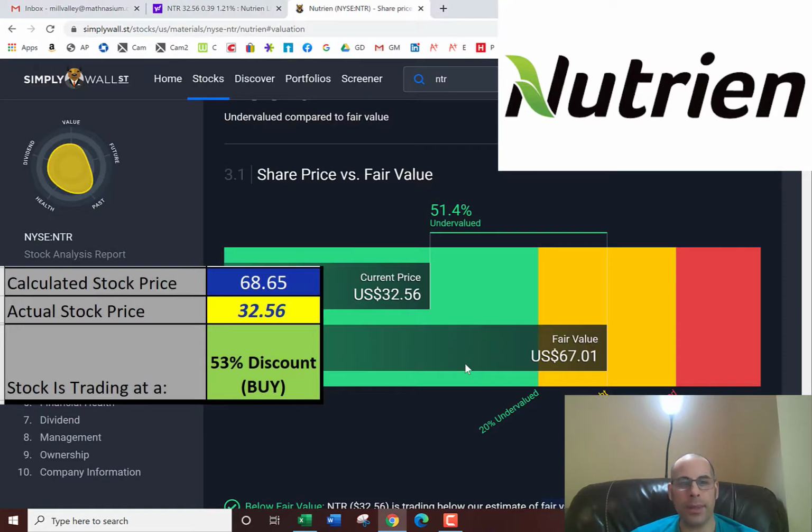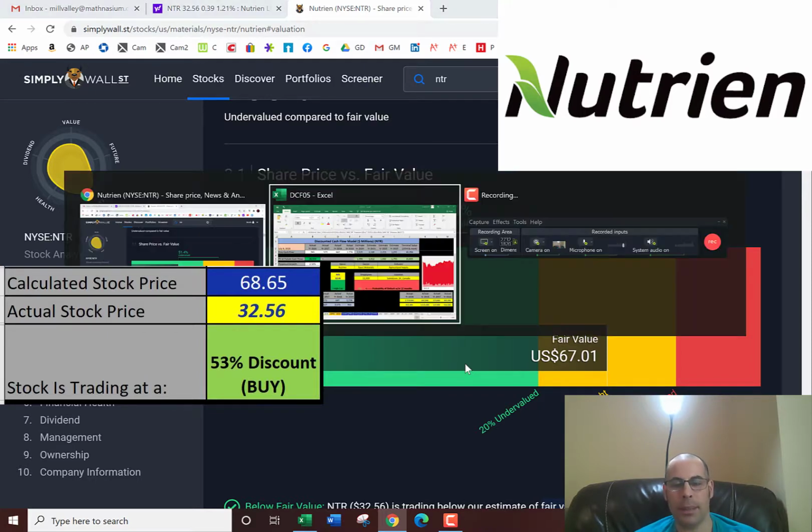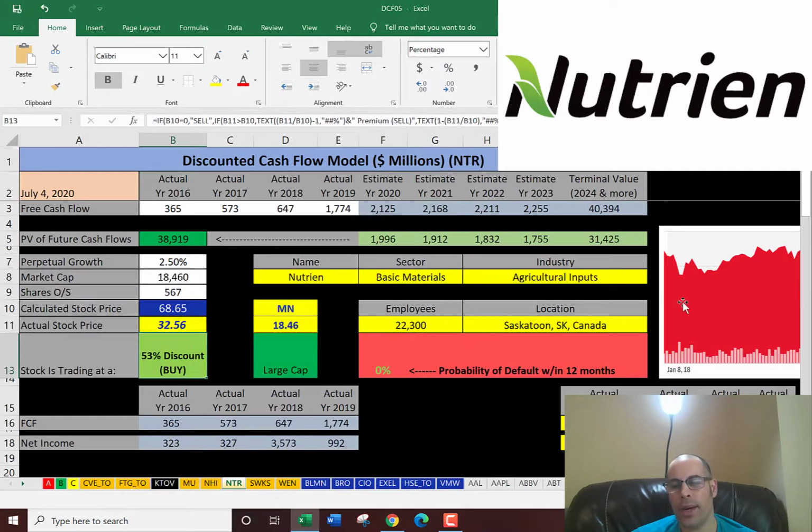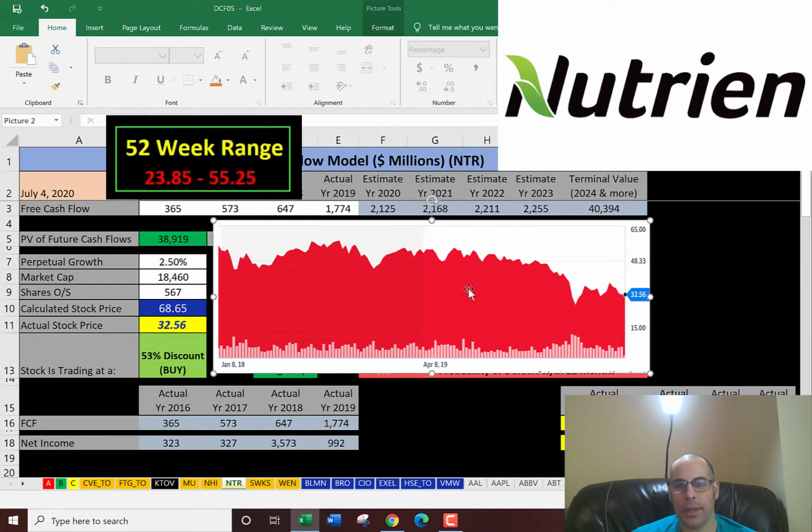So let's see what Simply Wall Street values the company at. They value them at $67.01, almost exactly what I value them at. So both of our models say the company is a buy. Let's see where it was trading at the past few years. So it was trading in the 50s and might have even touched the 60s a few years back, but it's come down a bit. I'm kind of surprised since their sales have been through the roof. But maybe this has room to grow, and maybe there's a lot of pessimism in the market about this company or about the industry. Let's look at their financial ratios.